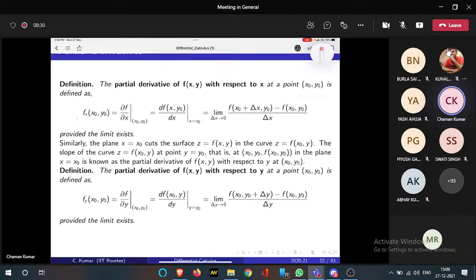And similarly, the definition of the partial derivative with respect to y, you can define as this. You fix the value of x, so this is x naught, and change the value of y from y naught to y naught plus delta y. Okay, and then take delta y goes to 0.